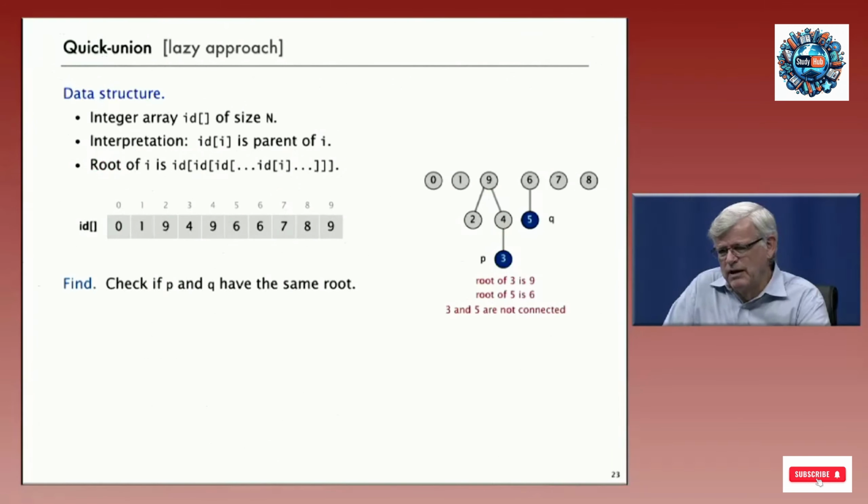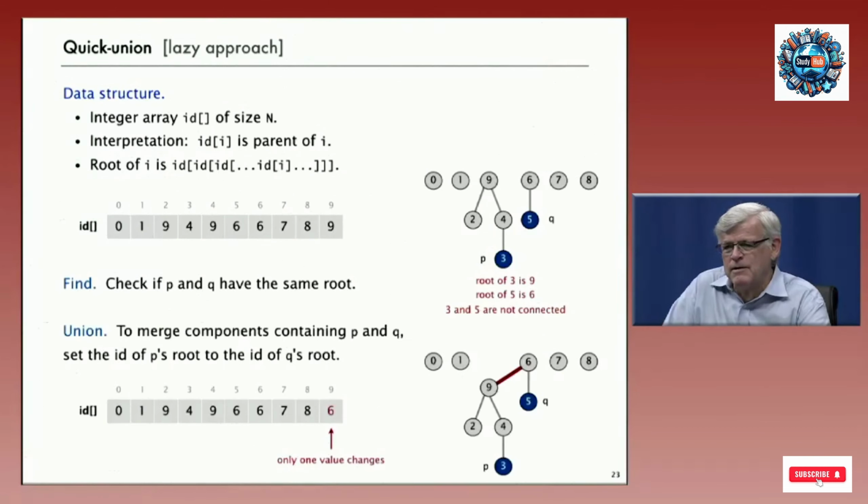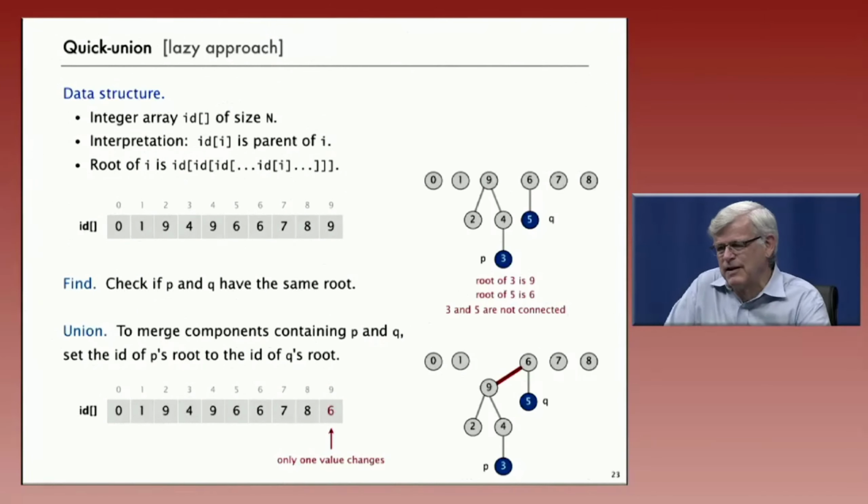Now, once we can calculate these roots, then we can implement the find operation just by checking whether the two items that we're supposed to check whether they're connected have the same root. That's equivalent to saying, are they in the same connected component? So that's some work to find the roots of each item, but the union operation is very easy. To merge components containing two items that are in different components, all we do is set the ID of P's root to the ID of Q's root. That's make P's tree point to Q.